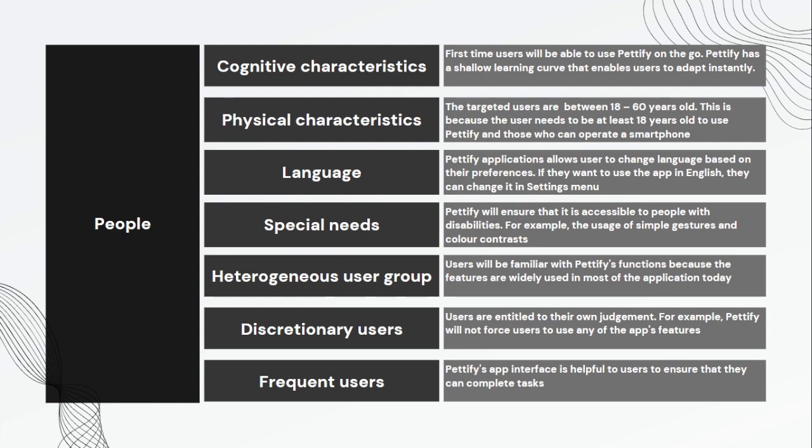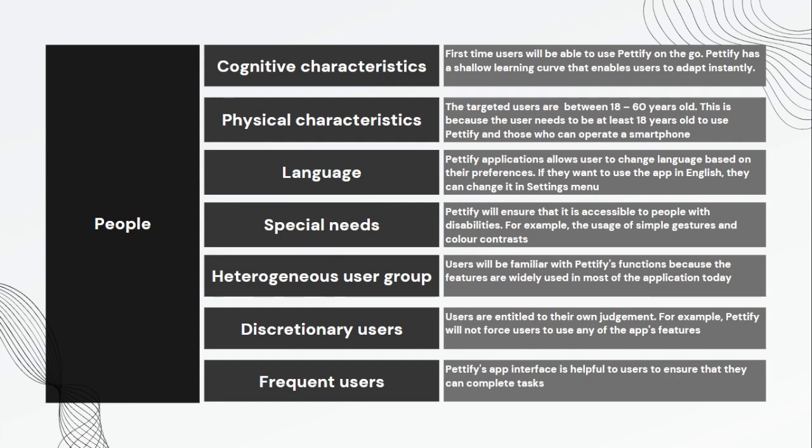In this PACT analysis, we will first begin with people. First of all, I have taken some considerations when designing Pettify. For example, in cognitive characteristics, it will allow users to be able to use Pettify on the go. This is because Pettify has a shallow learning curve that enables users to adapt instantly.